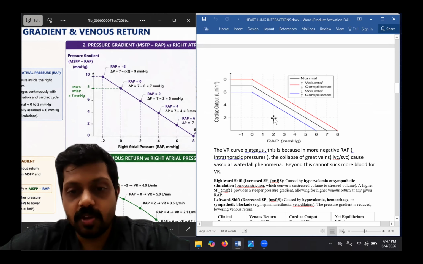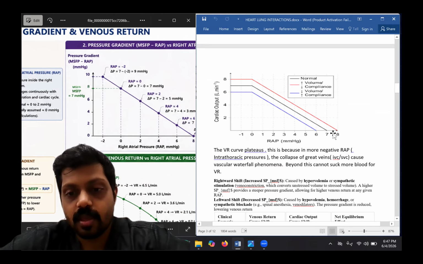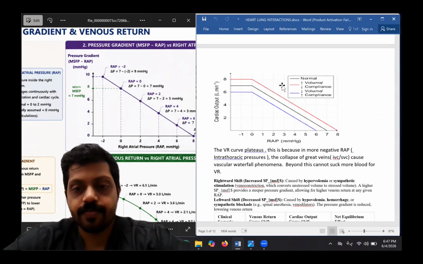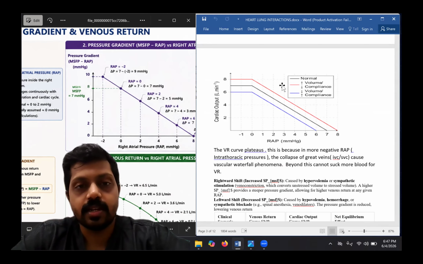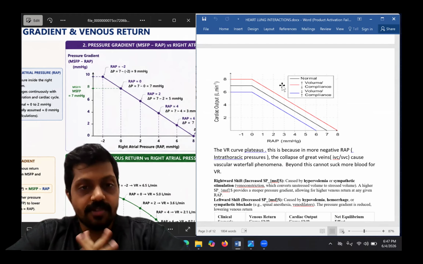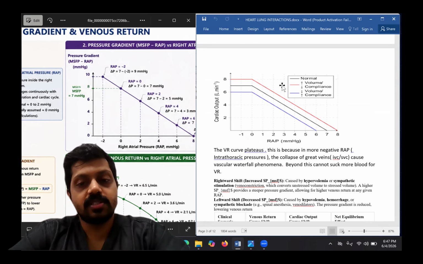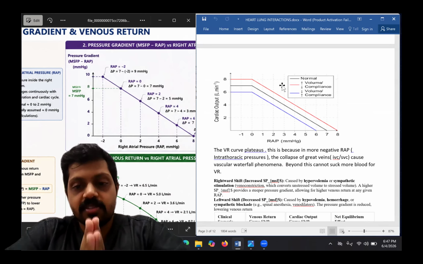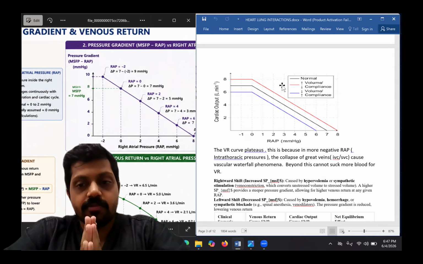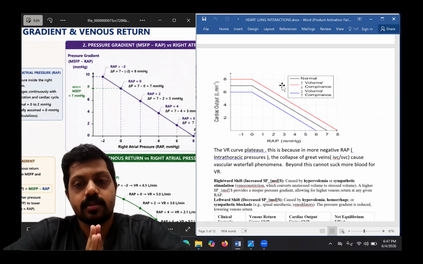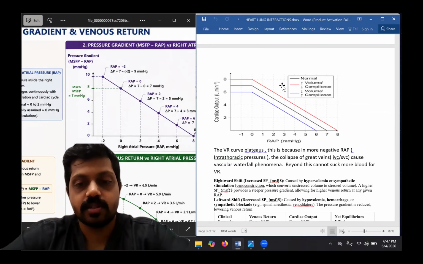Why is this? Because of negative right atrial pressure and right intrathoracic pressure, collapse of the great veins, that is the SVC and IVC, happens. This is called the vascular waterfall phenomenon. Because of the negative pressure generated, the vessel walls collapse. Beyond this point, more blood cannot be sucked out as they are already collapsed, so there is no more venous return. No matter how much fluid you try to give, it will not contribute to the venous return.